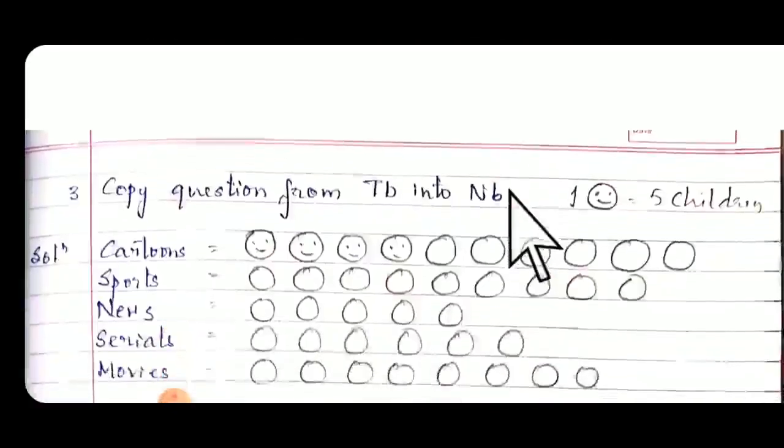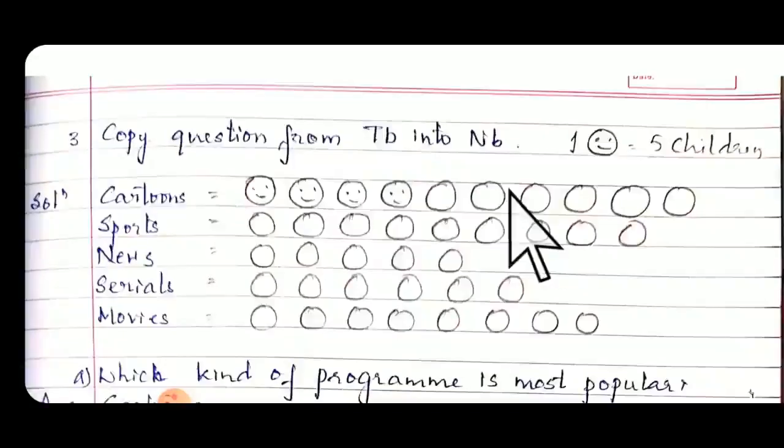So I have done it in the notebook. You also do it in the notebook. Copy the questions from the textbook into the notebook. One face is equal to 5 children. So cartoon 10: 1, 2, 3, 4, 5, 6, 7, 8, 9, 10. 10 you have to draw, because one face is equal to 5 children. 50 children means 10.